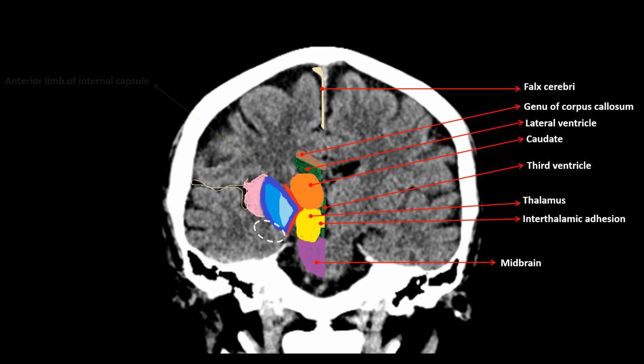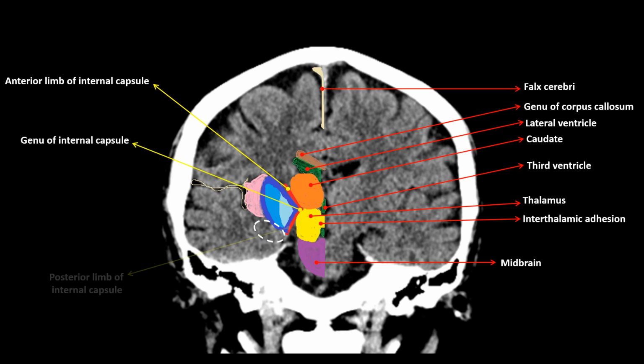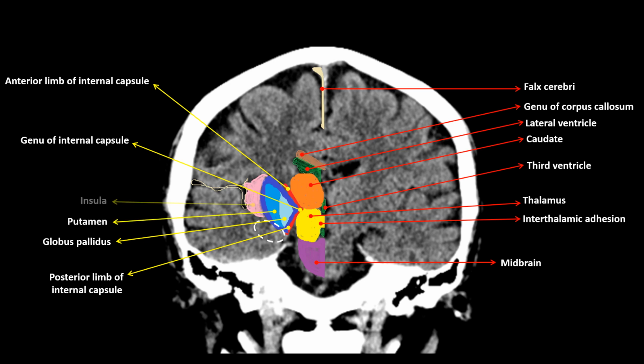Here is our internal capsule, anterior limb, genu, and the posterior limb. Globus pallidus, putamen, collectively called as lentiform nucleus. The insula, then the Sylvian fissure here, and inferior to the Sylvian fissure is the temporal lobe, in which the most middle part is called hippocampus.